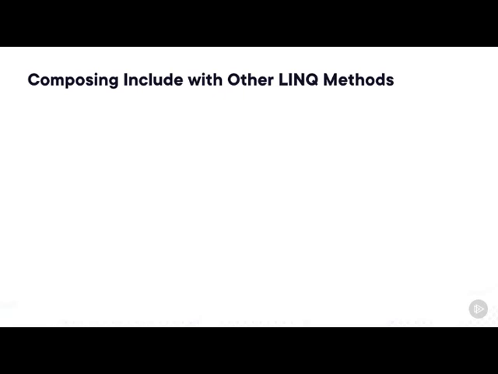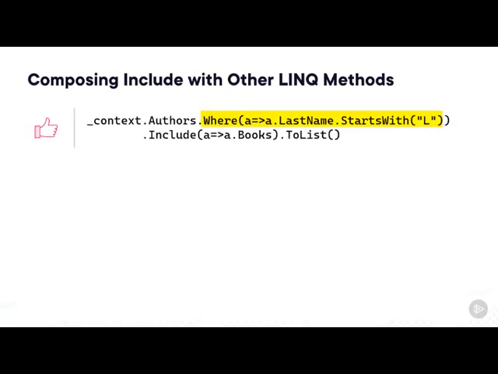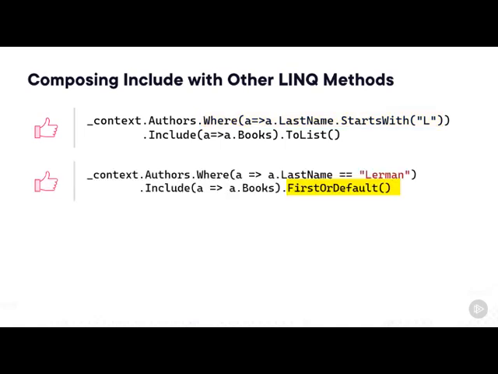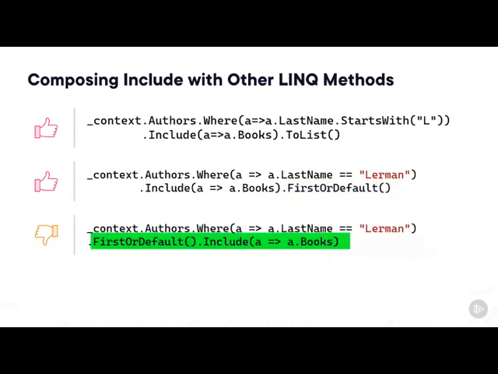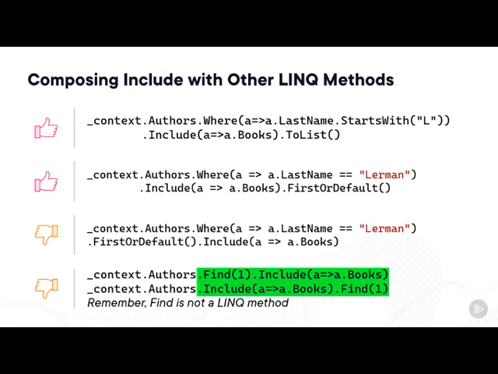With the authors, the core of the query, you can still do all the things you learned earlier about querying in combination with the Include. For example, you can filter on which authors you want and then bring along their books. Or after the Include, you can use other LINQ execution methods like First or Default. Just remember that Include is a method of DbSet, so you can't append it to an execution method. An execution method might be returning a list of authors or a single author, and Include isn't a method of either of those types. Nor can you use Include in combination with Find. Remember that just like Include, Find only works directly on a DbSet.